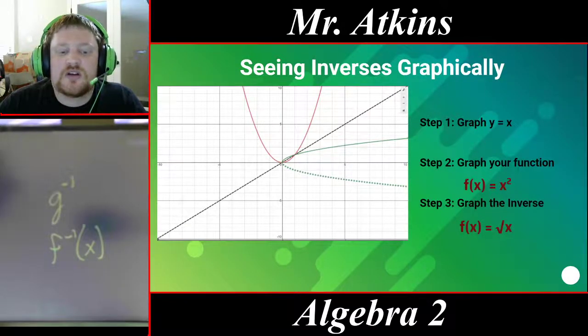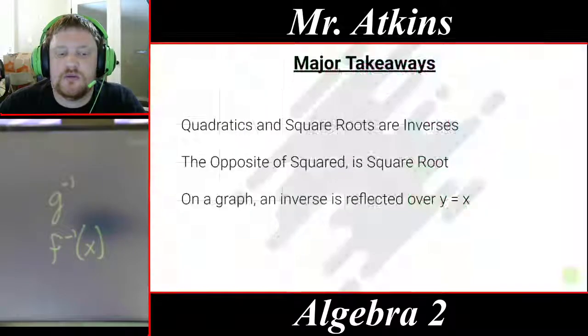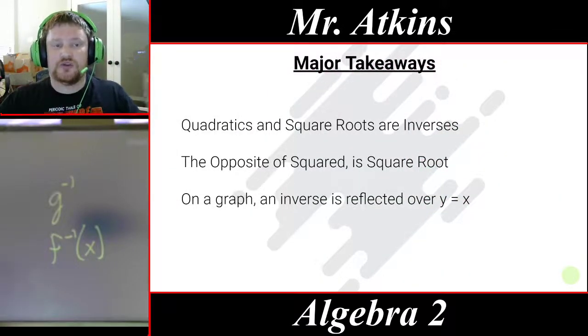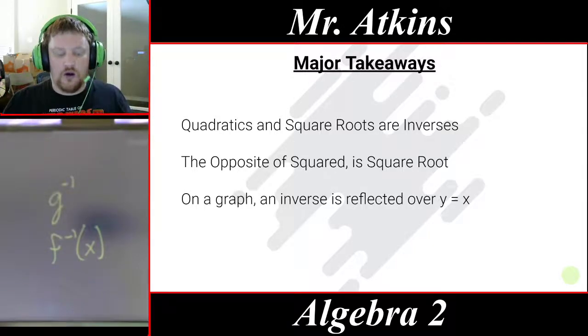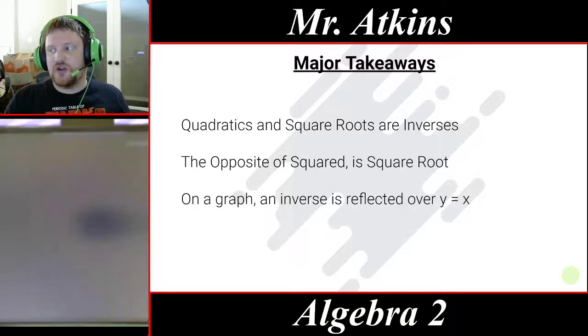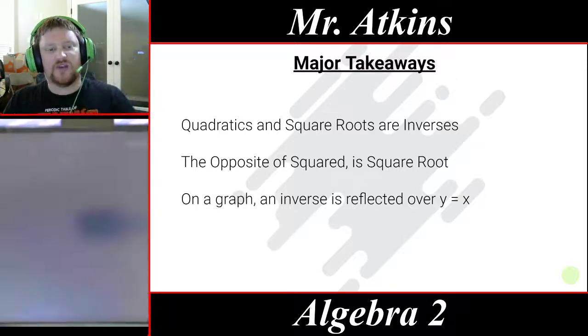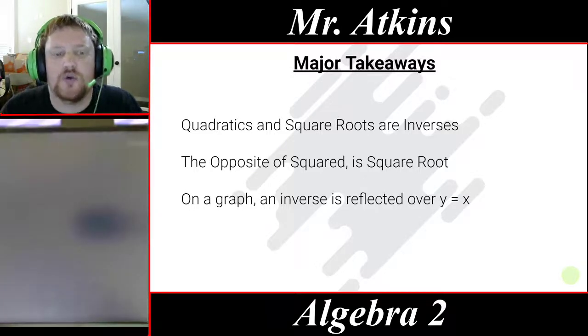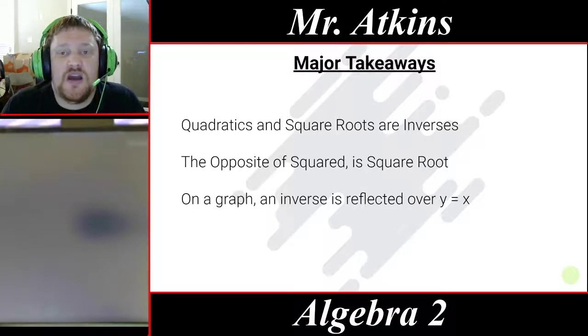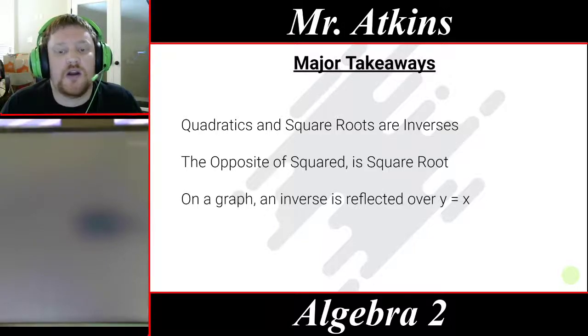So, a couple of major takeaways here. Quadratics and square roots are inverses of each other. The opposite of squared is square root, and on a graph, all you're going to do is reflect over the line y equals x, and you have a graphical representation of your inverse. So guys, that's everything that's within 1.4b. As you can tell, this was a very short video because square root inverses and quadratic inverses go very quickly once you already know how to do linear.